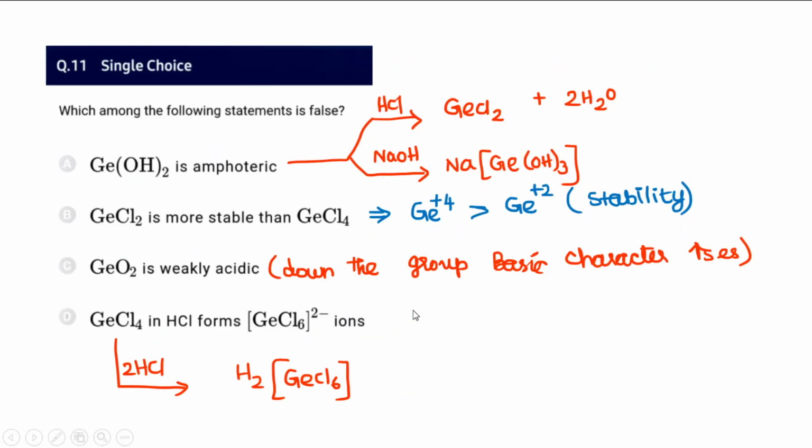Next, 11th question. Which among the following statements is a false statement? I find the statement that is false here is GeCl2 is more stable than GeCl4. But practically speaking, the stability is reversed. Ge plus 4, carbon, silicon, germanium. Up to germanium, plus 4 will be the most stable oxidation state. But when it comes down, carbon, silicon, germanium, tin, lead. For tin and lead, plus 2 oxidation state starts to predominate. Of course, for lead, only the plus 2 is the most stable oxidation state due to inert pair effect. So therefore, option B seems to be wrong.